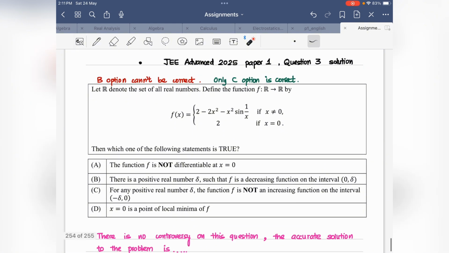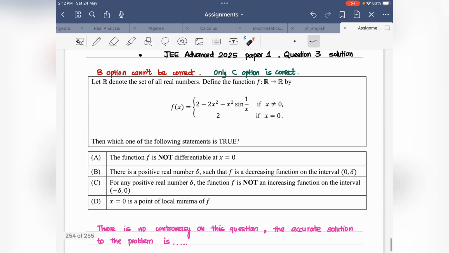So the question is: let R be the set of all real numbers and define a function f from R to R. f of x is 2 minus 2x square minus x square sine of 1 by x if x is not equal to 0, and 2 when x is equal to 0. The question was, which of the following statements is true? The first option is that the function f is not differentiable at x equal to 0.